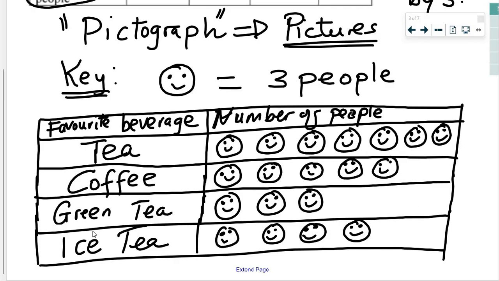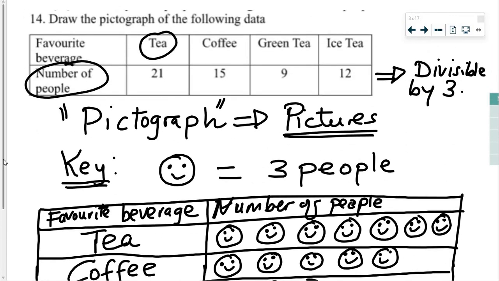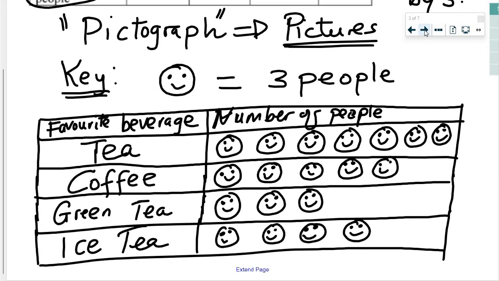This diagram you see is what we call a pictograph. Each symbol you see here, according to the key, represents 3 people. So this is all about a pictograph. Next question.